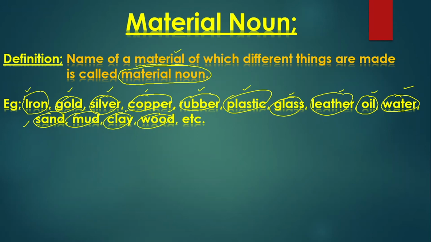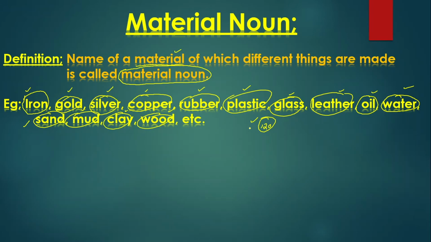And before that, we will discuss the 122 elements in the periodic table. From hydrogen it starts, and helium, lithium, boron. These all are the names of materials by which different things are made. Their combination together forms a new material that is known as material noun. So name of a material by which different things are made is called material noun.